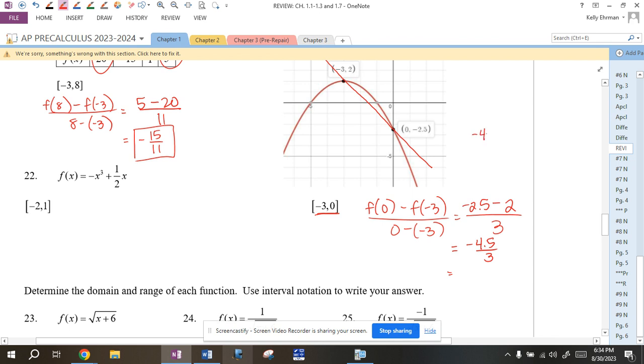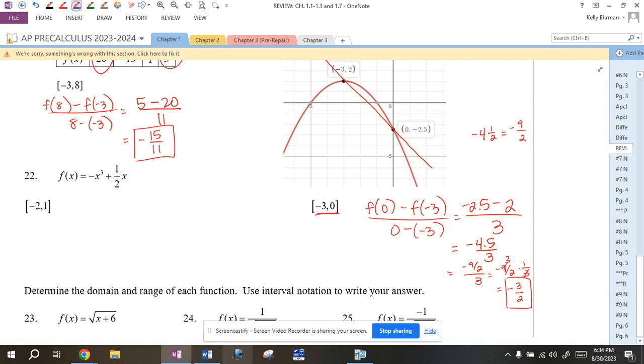What's negative 4.5 as an improper fraction? 4 times 2 plus 1. It's negative 9 over 2. Negative 9 over 2 divided by 3 is negative 9 over 2 times 1/3. 9 over 3 reduces. It's negative 3 over 2. Definitely simplify. Decimals and fractions are not considered simplified.